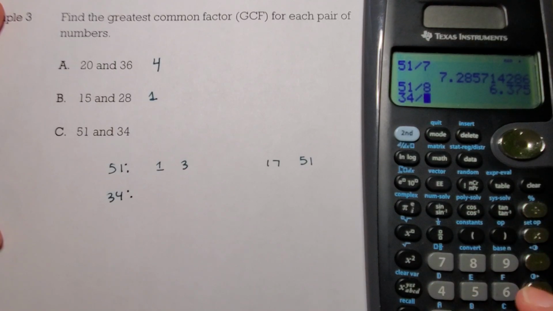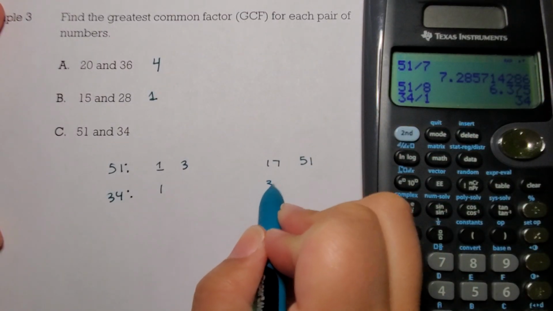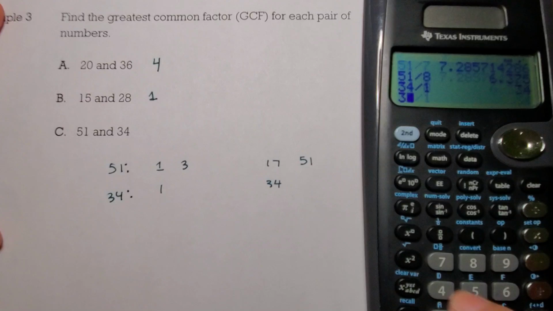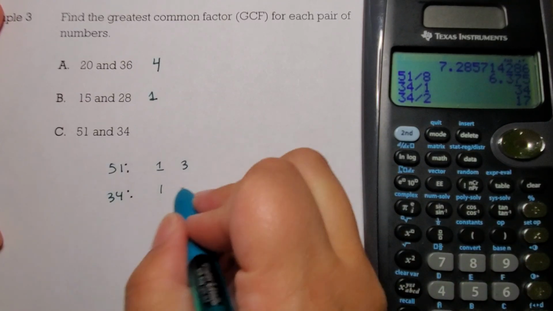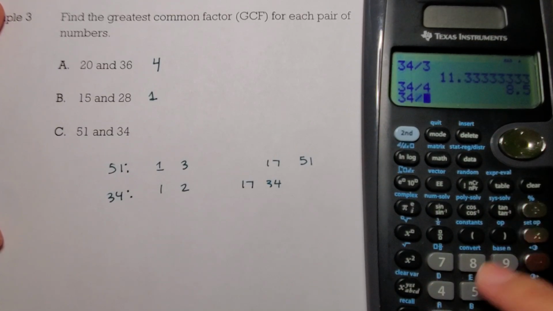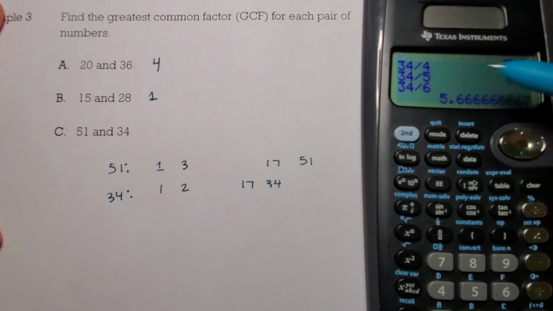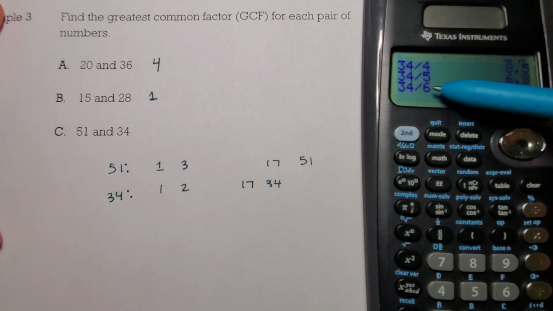So 34 divided by 1 is 34. And I don't want to keep moving the calculator, so let's put it there. 34 divided by 2 is 17. 34 divided by 3 is 11 point something, so 3 is not a factor. 34 divided by 4, don't want to skip it. Okay, that's a decimal, so 4 doesn't work. Neither does 5, and neither does 6. And I can stop checking for 34 now because I got a number that's smaller than what I divided by.